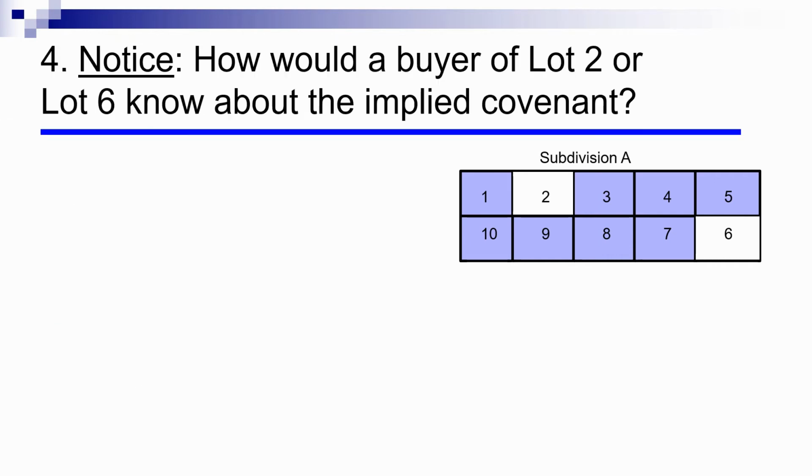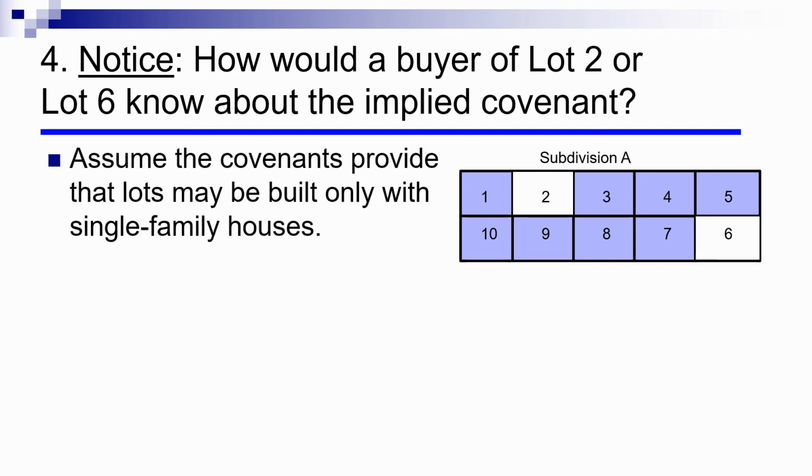Those implied covenants on lots 2 and lot 6, those reciprocal negative easements, raise an interesting problem. Suppose you were buying lot 2 or lot 6. How would you know about the implied covenant? You wouldn't find out about it by doing a title search because, as we've already said, the deeds of those lots don't contain the covenants. So let's assume the covenant we're talking about is one that provides that the lots may be only built with single-family houses. That's a very common type of covenant.